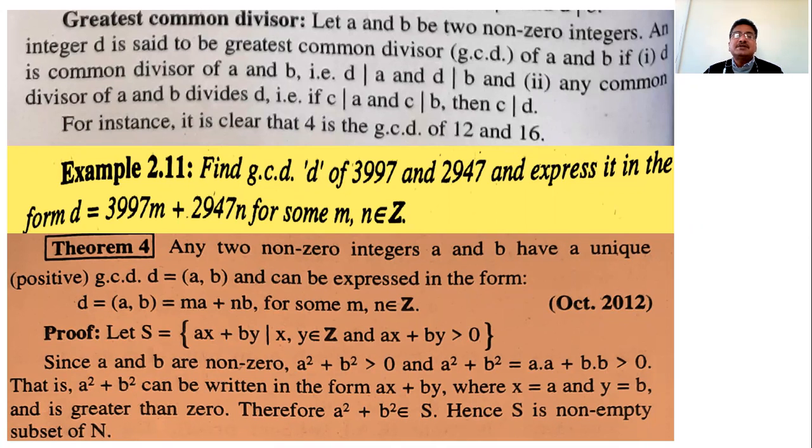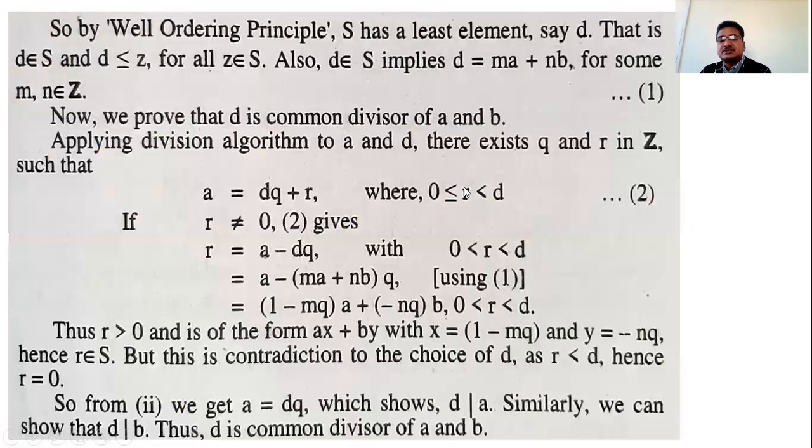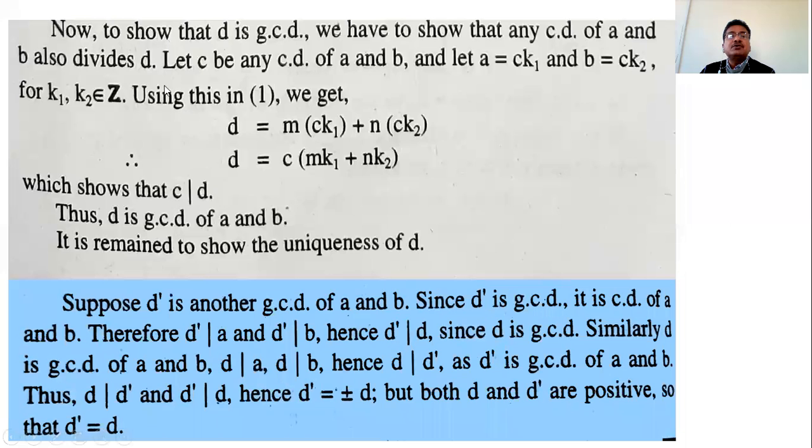That is, if there is another element C that divides A and C divides B, then C divides D. We have to show this. This condition indicates that D is greatest among all common divisors. So suppose that there exists another number C such that C divides both A and B. Suppose C is any common divisor of A and B. Now we have to show that this D is the greatest common divisor among all common divisors.